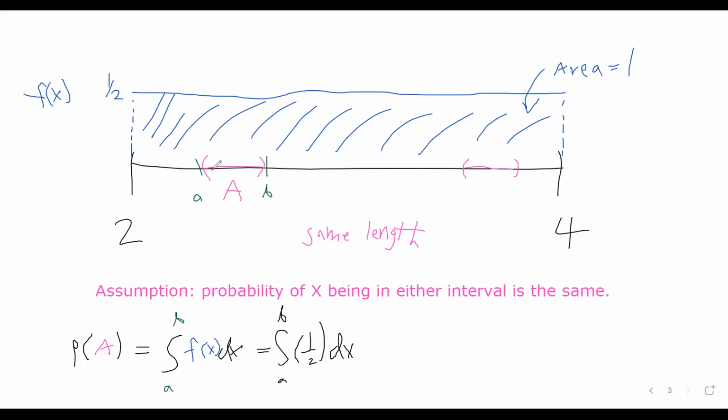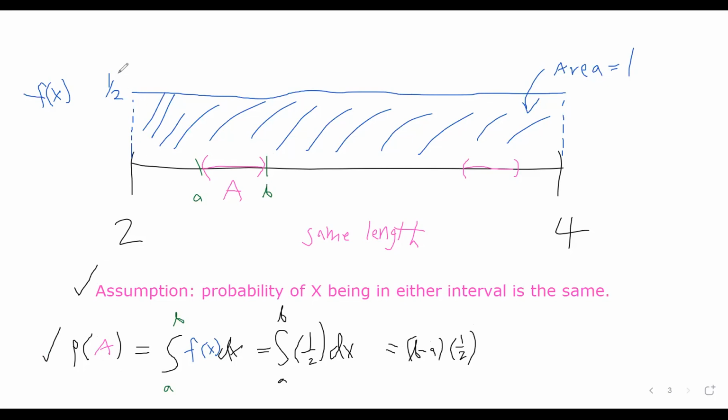And so if you take any length interval that's the same, you'd be integrating over 1/2 from a to b, where b minus a is the same, right? So this is equal to b minus a times 1/2, that's the value of that definite integral. And so if you take any two intervals of the same length, then the difference of the right endpoint minus the left endpoint, b minus a, is the same. And so the probability is the same. And so that matches perfectly with this assumption right here.